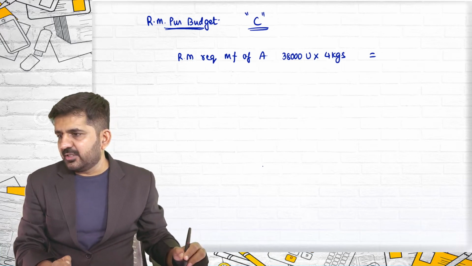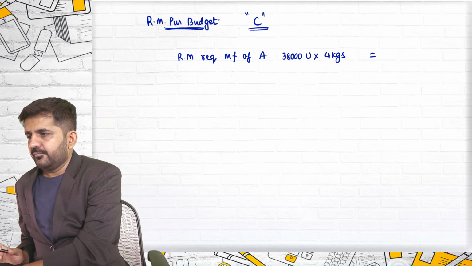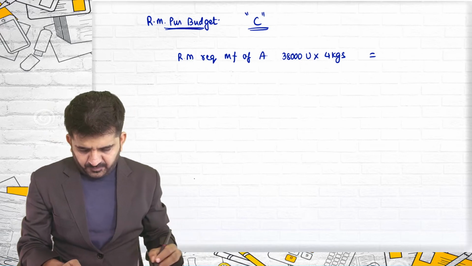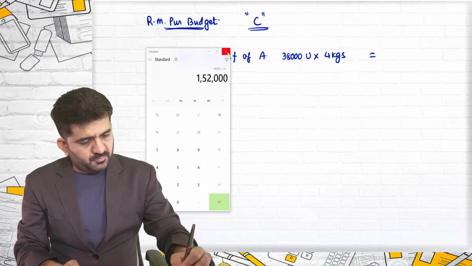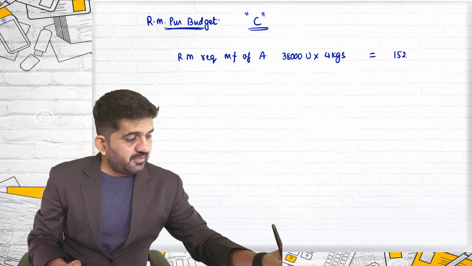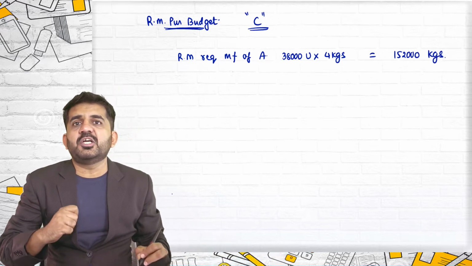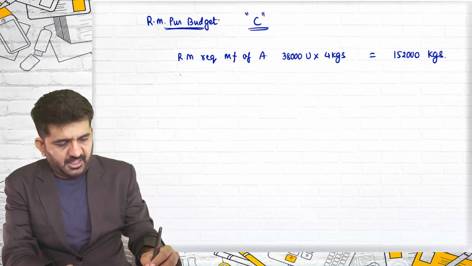Now should we take 38,000 or should we take... yes, they have written net of wastage. So what will be the raw material requirement for manufacturing A? 38,000 into 4 is 1,52,000. What is 1,52,000? It is not rupees, it is kgs. This much kgs of raw material C will be required to manufacture A.